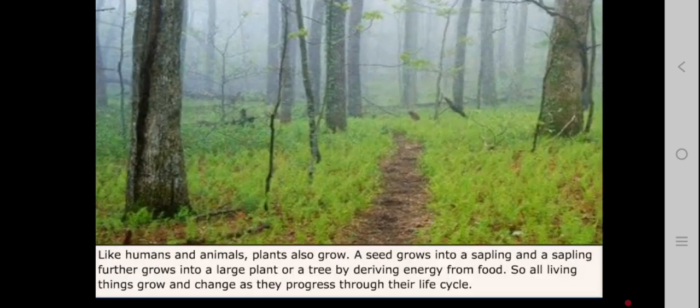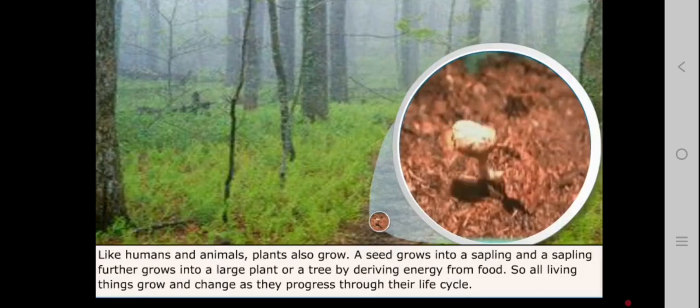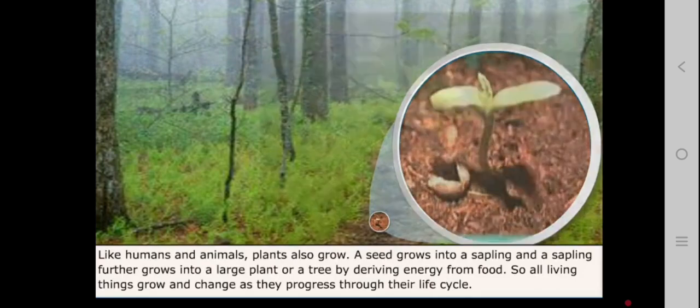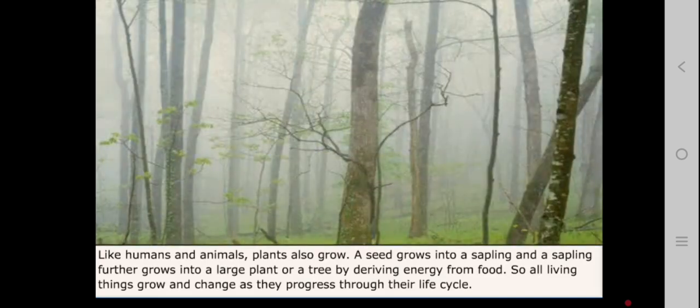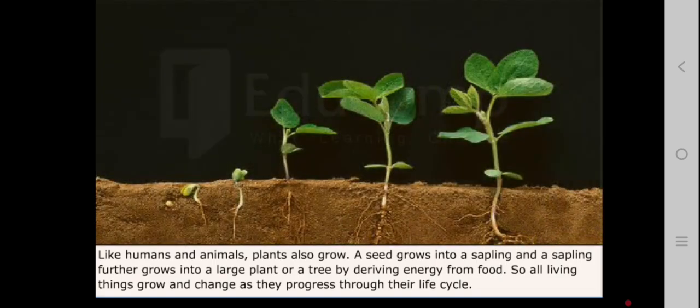Like humans and animals, plants also grow. A seed grows into a sapling, and a sapling further grows into a large plant or a tree by deriving energy from food. So, all living things grow and change as they progress through their life cycle.